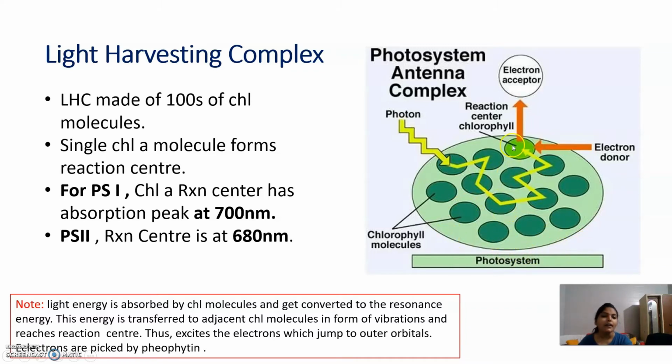Yeah, and after it reaches the reaction center, the reaction center has already accepted the electron from the electron donor. In case of photosystem 2, it was the electron evolving complex, or you can say the oxygen evolving complex. When it gets the resonance energy, the electron gets excited and is transferred to the higher energy orbitals. From there, the electrons are picked up by the photophosphorylation.